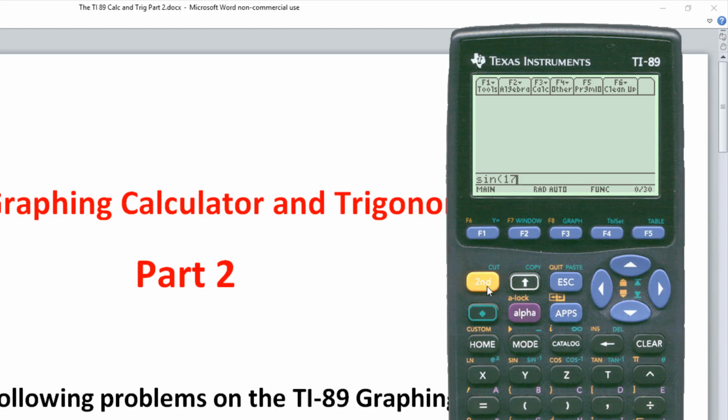And then the second key, and then pi right here, where the caret is. Divide by 4. Hit enter, and we get the square root of 2 over 2. So that's your exact answer. If you want an approximation, hit the little diamond here, and then hit enter, and you get an approximation for that.